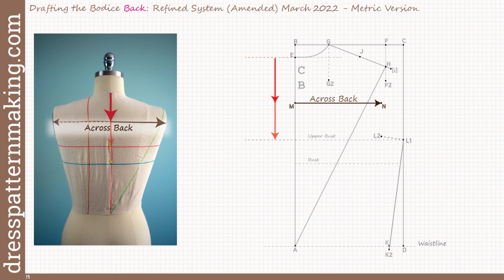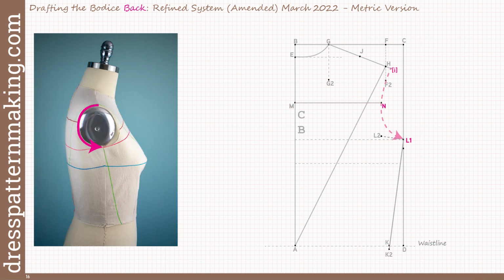Then, using the across back measurement, which is on your chart, divided by 2 for the half block, measure inwards from point M and mark point N. Now you can take a French curve and draw the armhole from point I at the shoulder through point N at the across back down to point L1 at the underarm. For Dee Dee, I can draw that in one pass with a curve. You may need to draw 2 curves and blend it.